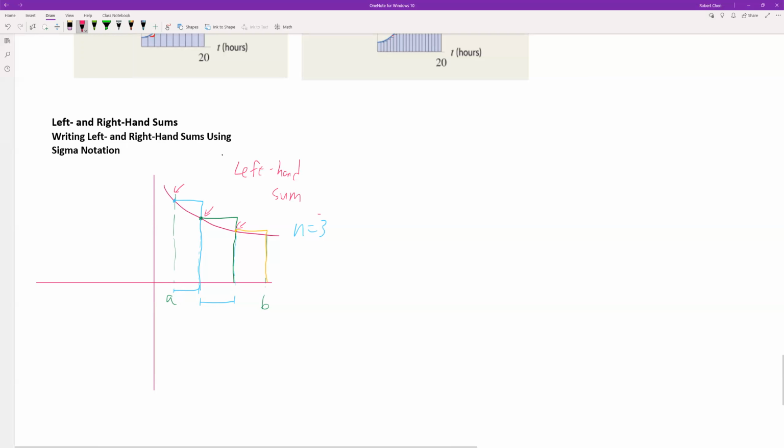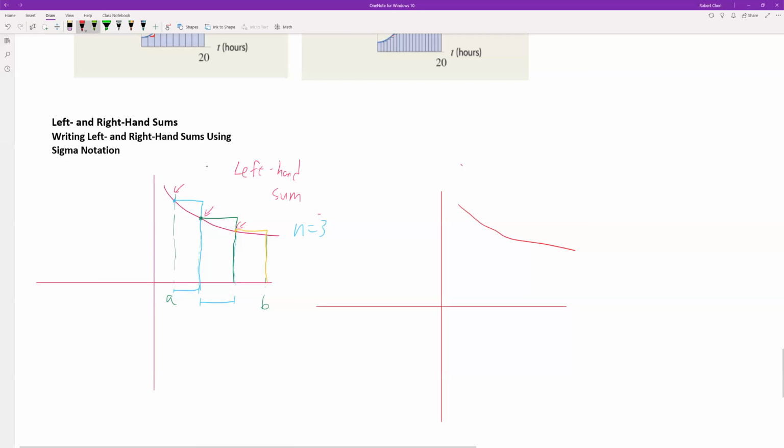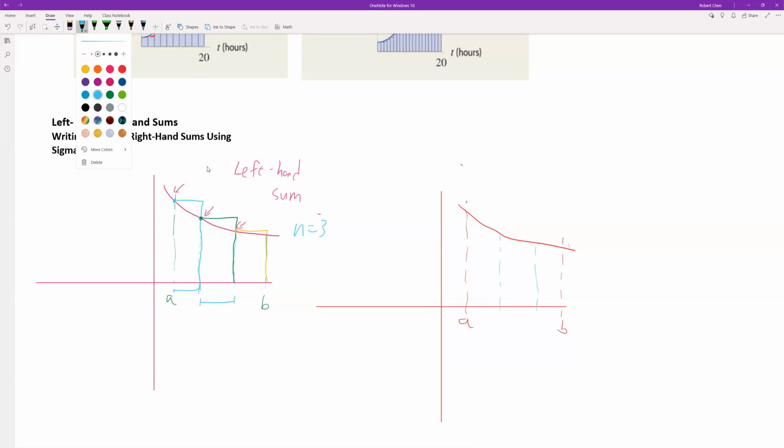Okay. Now, if I do the right-hand sum, then it will be a little different. Let's say I have the same curve, like that. Okay, like that. All right, and then I have A and B, here A and B. And then same thing, I cut into 3 intervals. But instead of taking the value on the left-hand side of the interval, I'm going to take the value on the right-hand side of the interval.